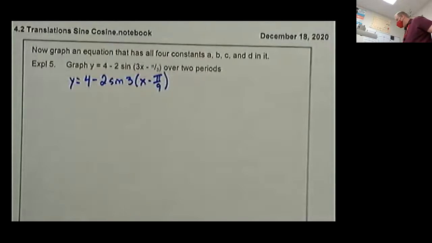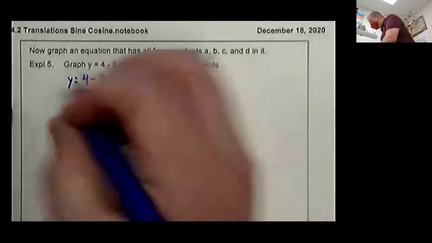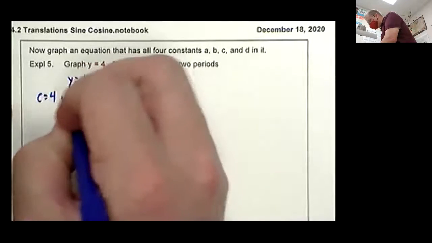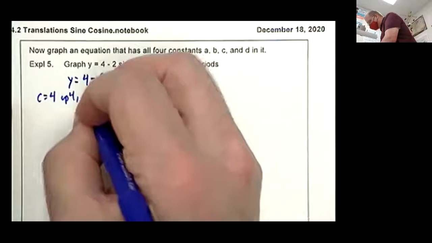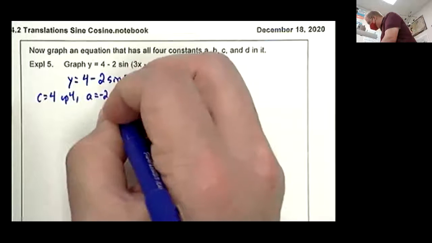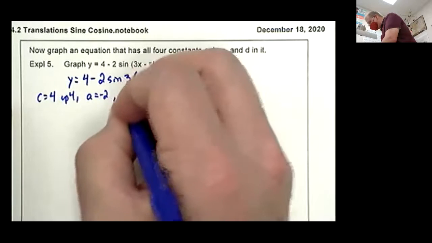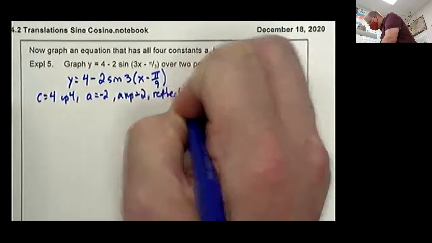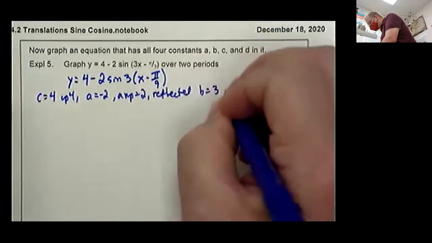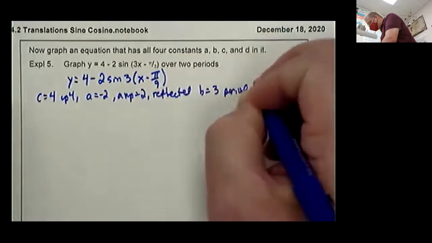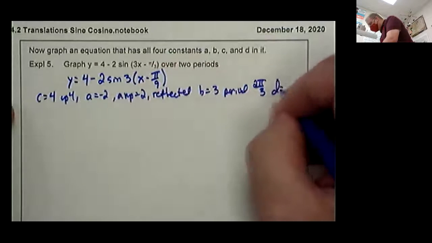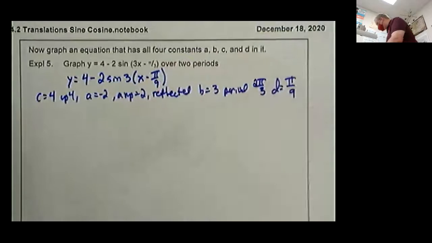Now we want to see all of our values. We see that C is 4, which means we're going up 4. Our A is -2, which means our amplitude is 2, and it's reflected. Our B is 3, so our period is 2 pi over 3, and our D is pi ninths.